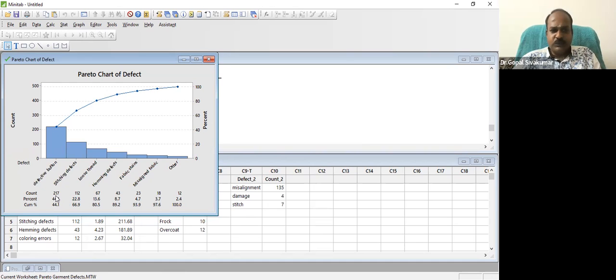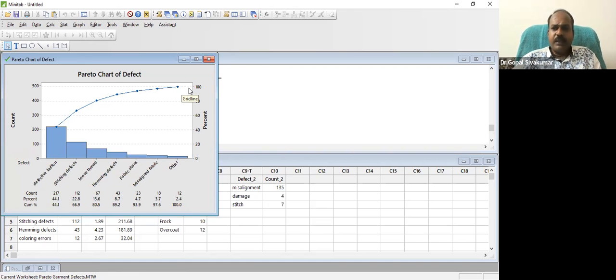You just have to total the count of defects. Let us say it is 490. 217 divided by 490 will give you this percentage, 44.1. So this blue color line represents the cumulative percentage.